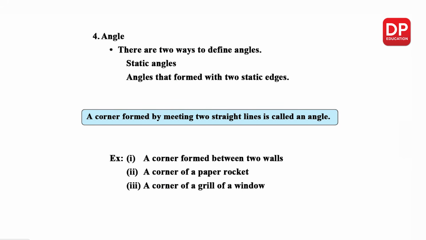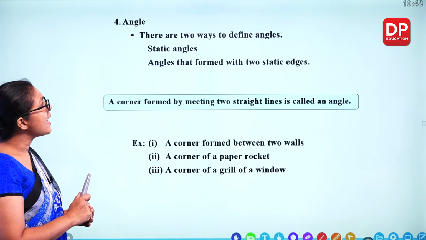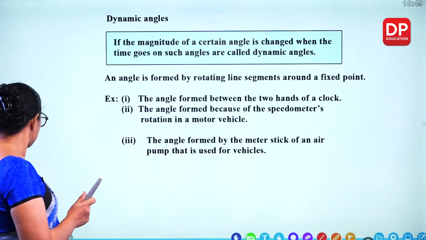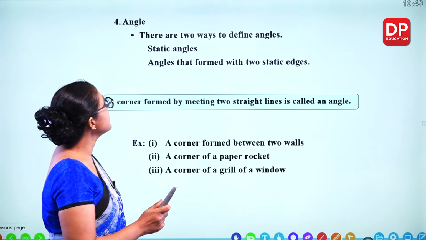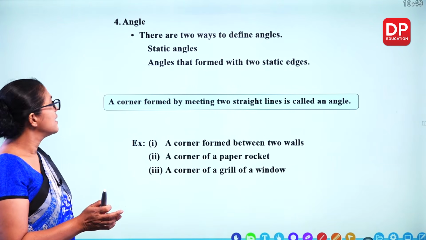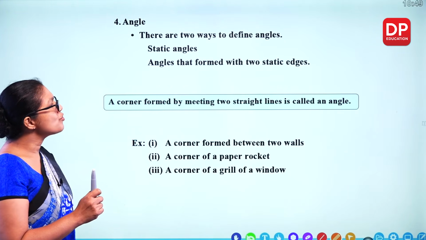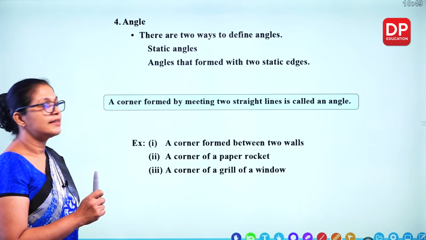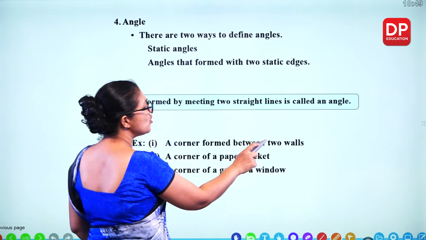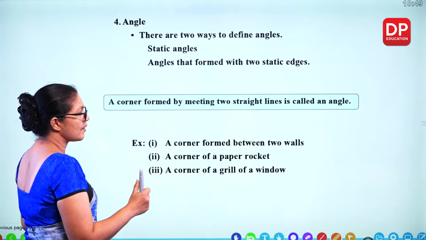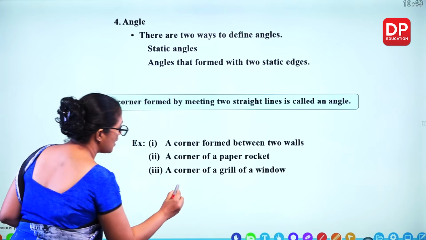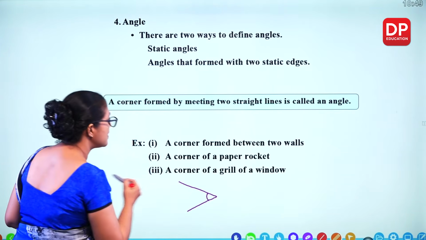Angle. There are two ways to define angles: static and dynamic angles. So first we'll look at what are static angles. Angles that form with two static edges. A corner formed by meeting two straight lines is called an angle. So here, what are the examples? A corner formed between two walls. A corner of a paper rocket. So you get a paper rocket like this, the corner. So this is a corner.